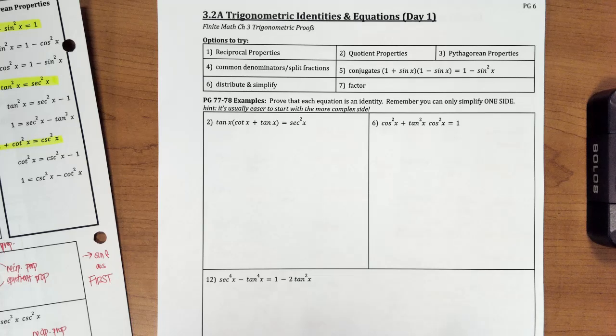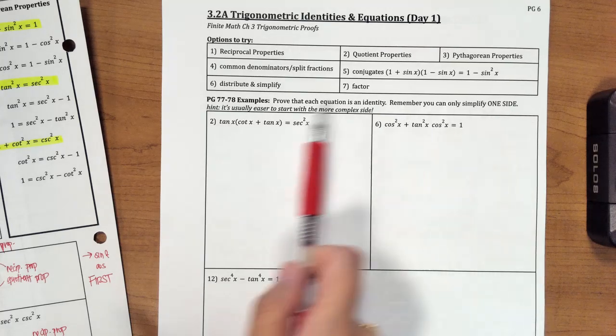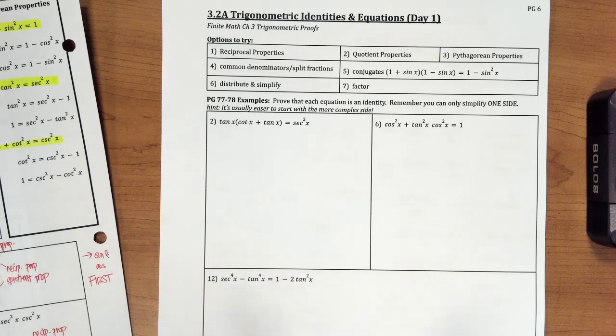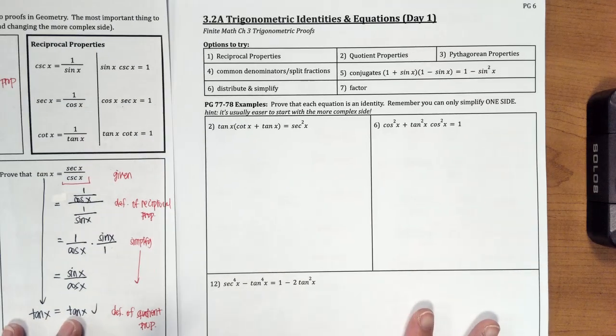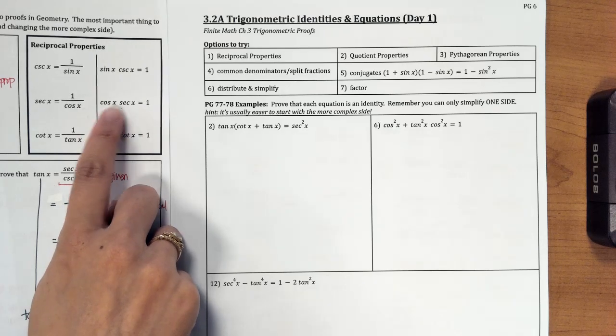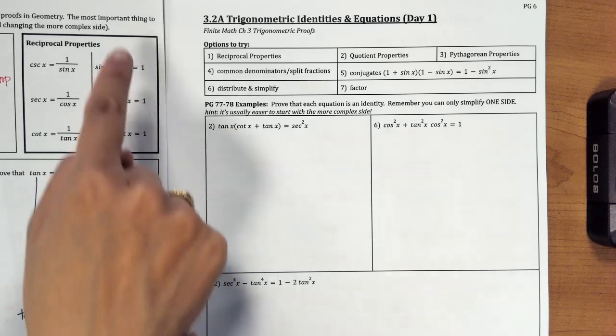So the first thing is to prove that each equation is an identity. Remember, you can only simplify one side. It's usually easier to start with the more complex side, which is our left side. Now, we used to go straight into reciprocal properties and write everything as a sine and cosine. However, it's important to recognize the reciprocal properties also state that if you have sine and cosecant, cosine and secant, tangent and cotangent, those two cancel out immediately and become 1.